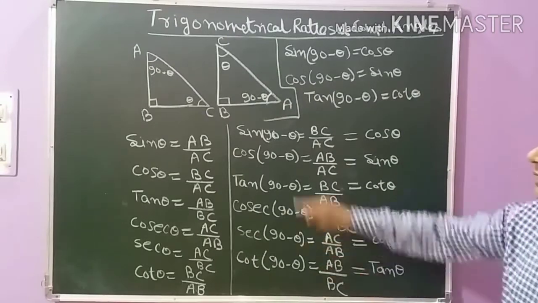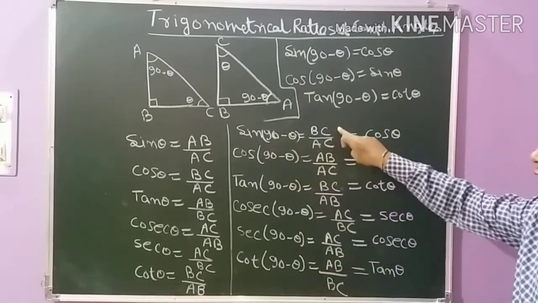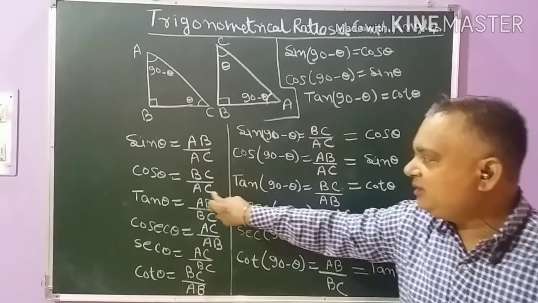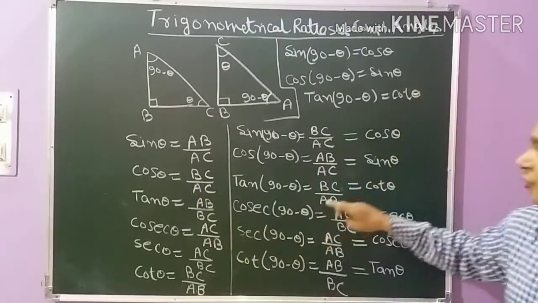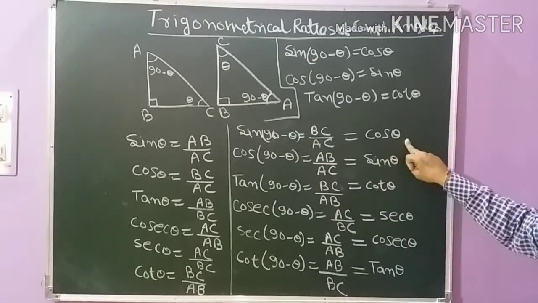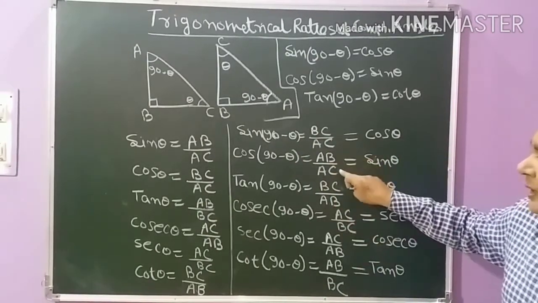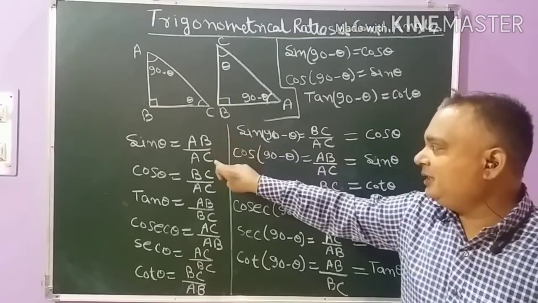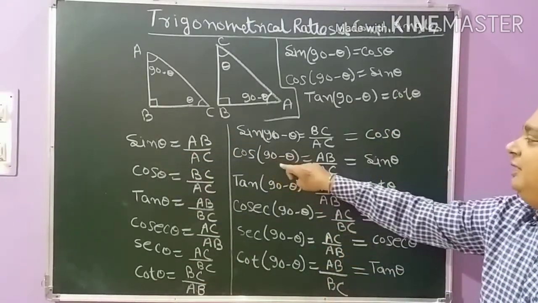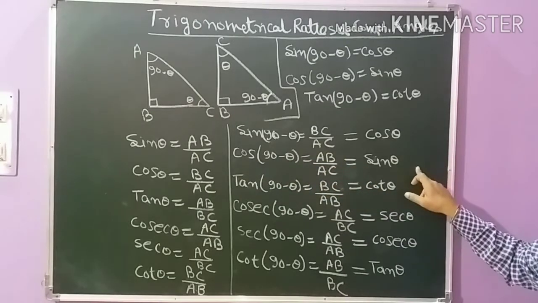Now look here. Sin 90 minus theta equal to BC upon AC. Now what is the value of BC upon AC? That is equal to cos theta. So we can write sin 90 minus theta equal to cos theta. Next, AB upon AC, that is the value of sin theta. So we can write cos 90 minus theta equal to sin theta.